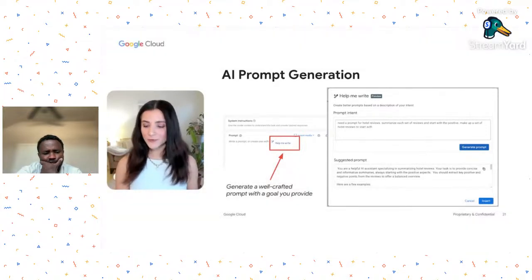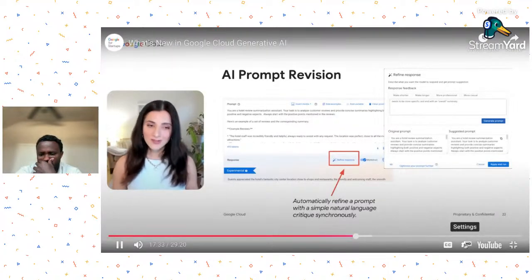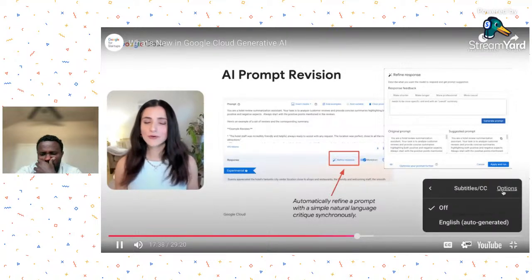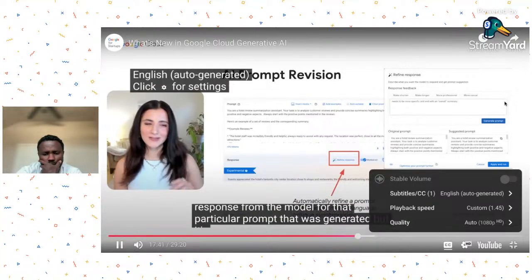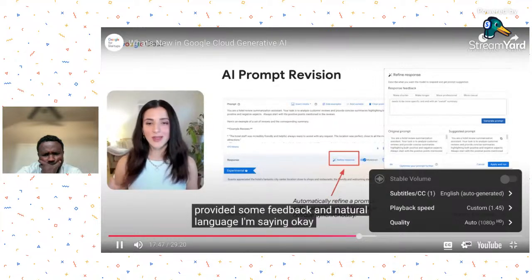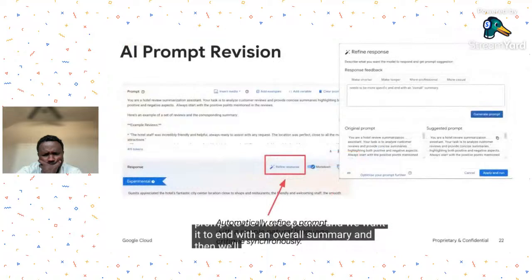And once a prompt's been generated for you, you can insert it into the prompt box, and then you have the ability to do AI prompt revision, where you can automatically refine a prompt using simple natural language again and critique it synchronously. So maybe you get back the response from the model for that particular prompt that was generated, but it's not quite right. So here I've provided some feedback in natural language. I'm saying, okay, we need this prompt to be more specific, and we want it to end with an overall summary. And then we'll generate prompt again.